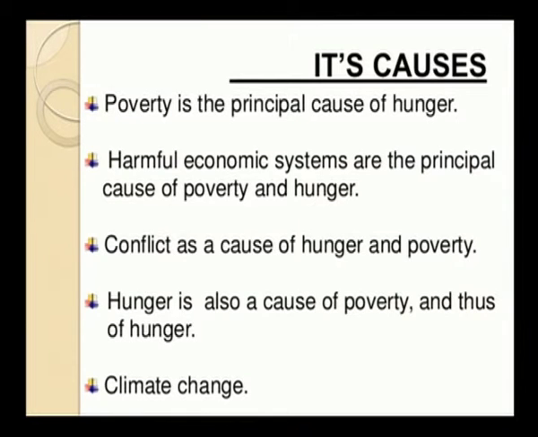Poverty is the principal cause of hunger. Harmful economic systems are the principal cause of poverty and hunger. Conflict is a cause of hunger as well as poverty; it could be political conflicts in countries, such as refugees coming in, or military conflicts, any of these conflicts. Hunger is also a cause of poverty and thus of hunger. So it's like a vicious circle. And climate change. When hunger is a prevalent issue in a place, the productivity of people also reduces because they do not possess the basic stamina to work and earn a wage. Until they earn a wage, they won't be able to afford the food.